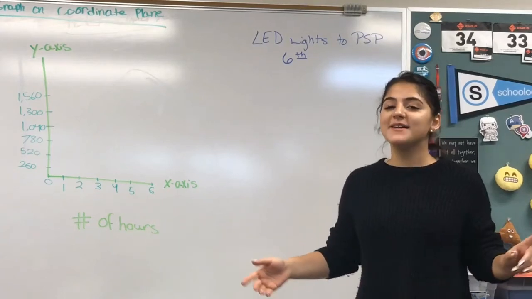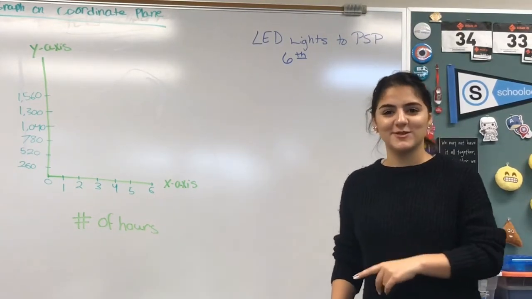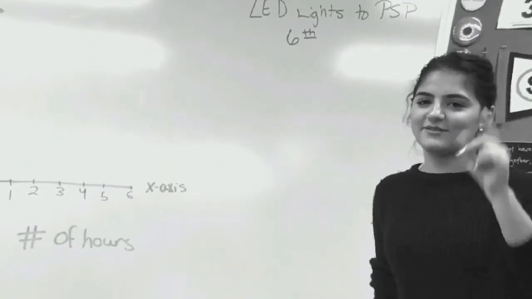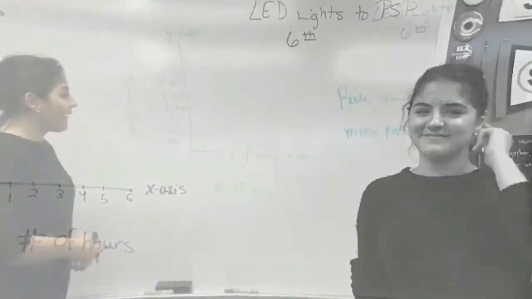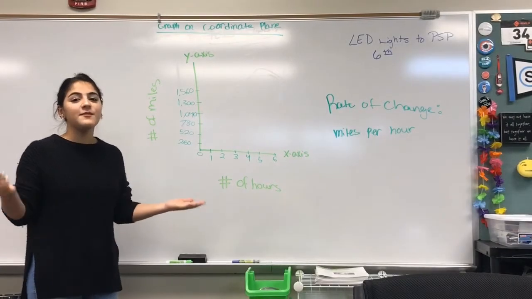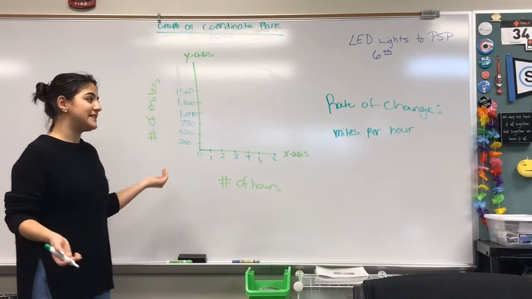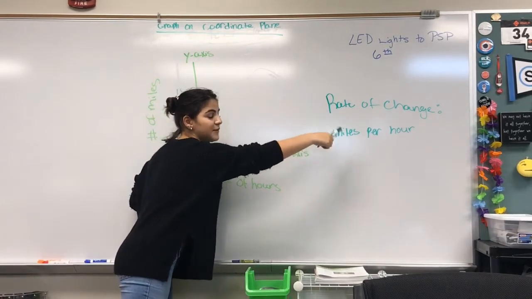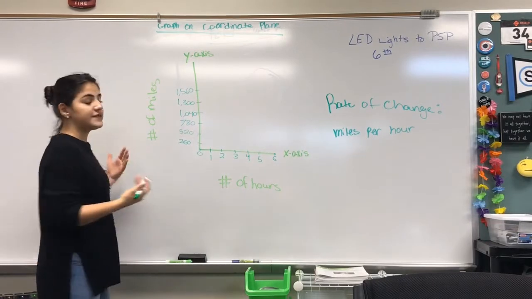Did you know a McLaren F1 travels 260 miles per hour? Don't travel at that speed. Okay, so now that we know that it goes 260 miles per hour, we know that our rate of change is going to be miles per hour. And this graph proves it, right?